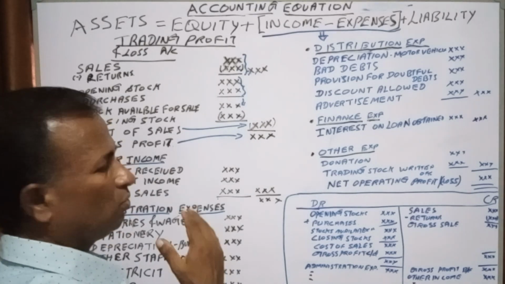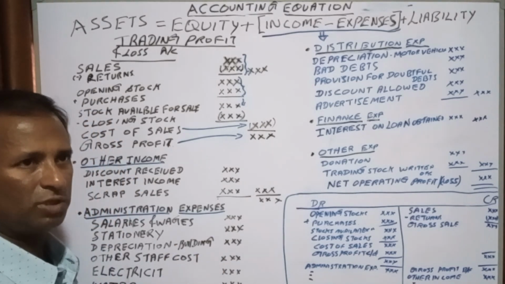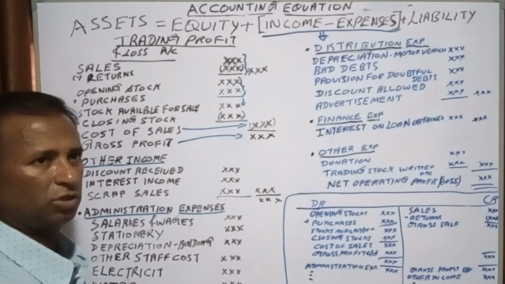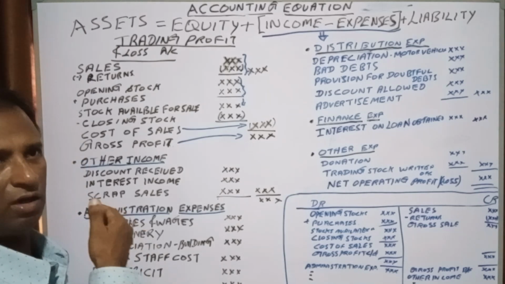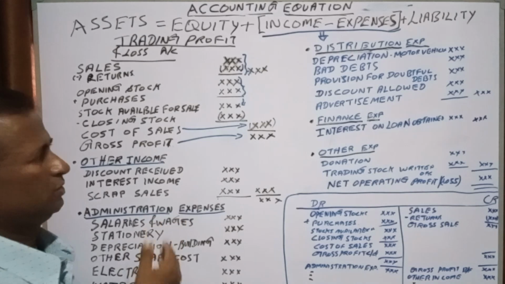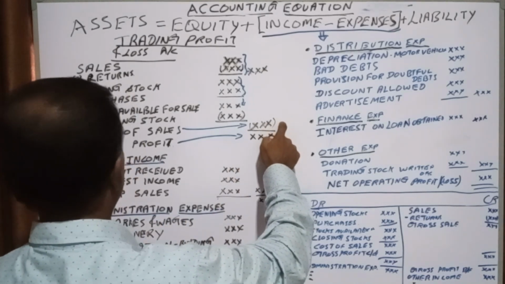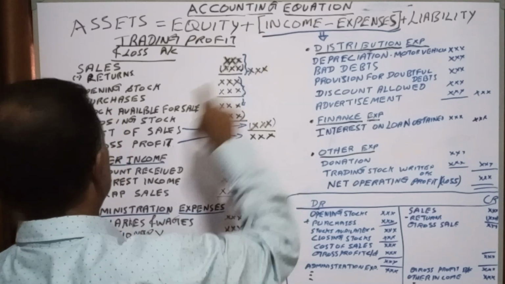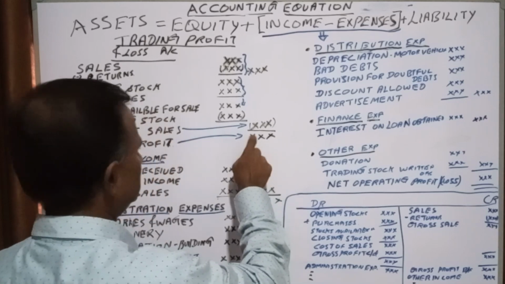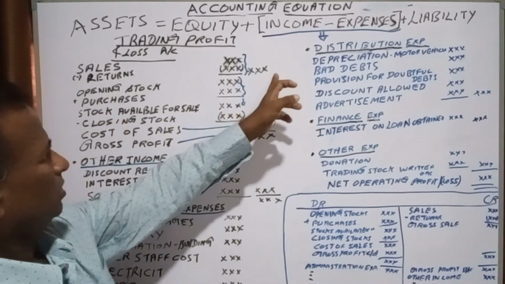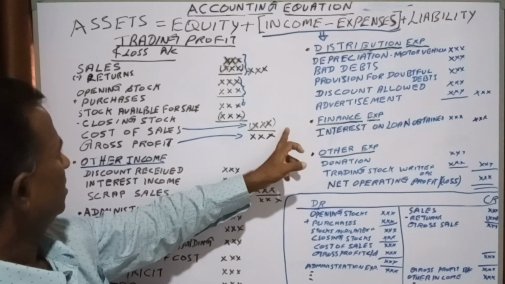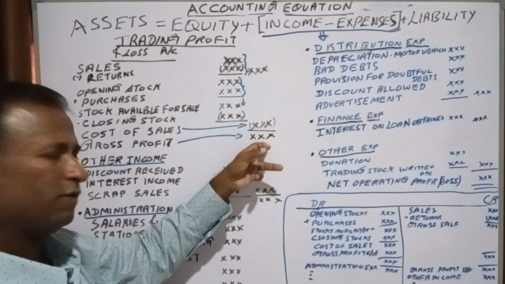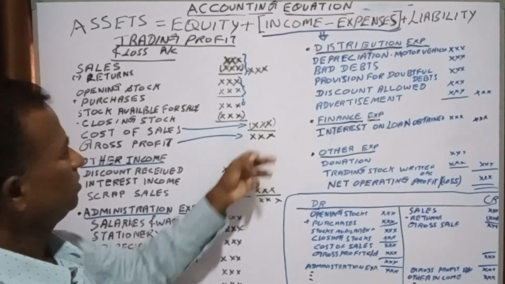Understood? If we add the purchases with the opening stock and deduct the closing stock, then we will arrive at the cost of sales. Then if we deduct the cost of sales from the sales, we arrive at the gross profit. Gross sales minus cost of sales equal to gross profit.